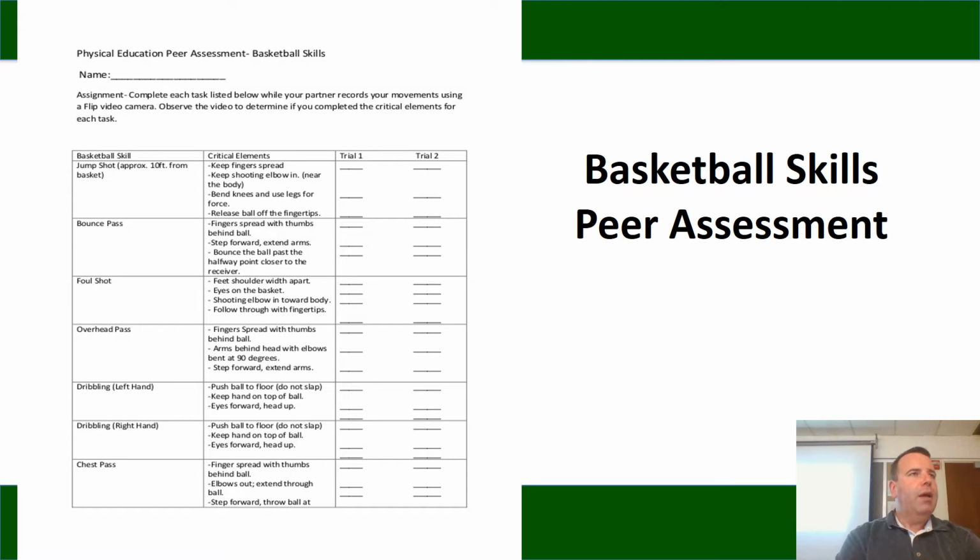And I could be like, Jacob, I'm your peer. We're doing a peer assessment and you're doing the jump shot. Maybe your shooting elbow wasn't near your body, so you just kind of threw it up there, instead of keeping the shot close and keeping your elbow in. I could go back and show you that. And right there, I check it off in trial 1 and trial 2. Do you understand? Yeah. So that's what the peer assessment is.